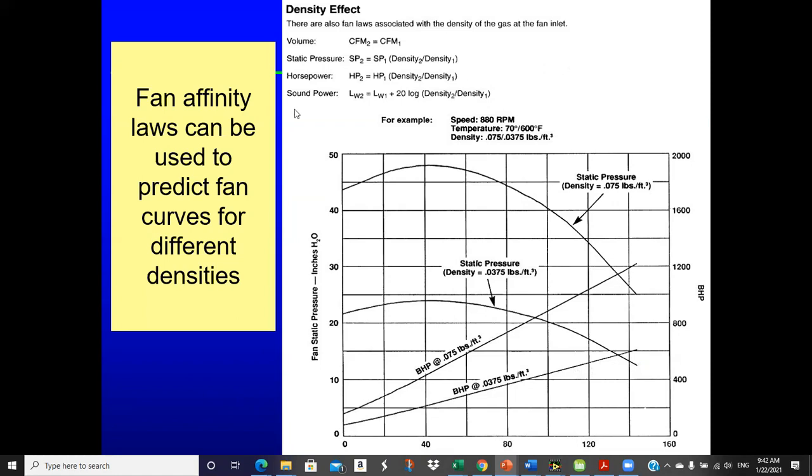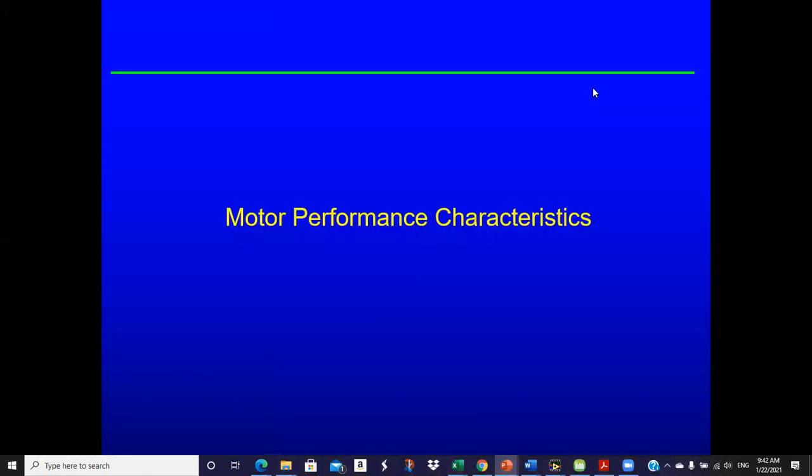And notice we do have an equation here for sound power. So you can calculate a change in sound power generated by the fan as well.